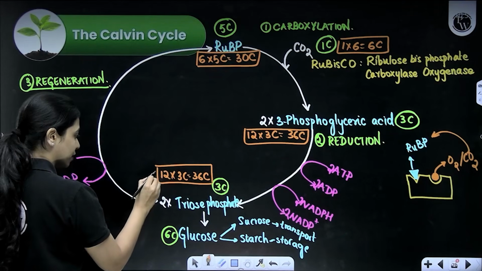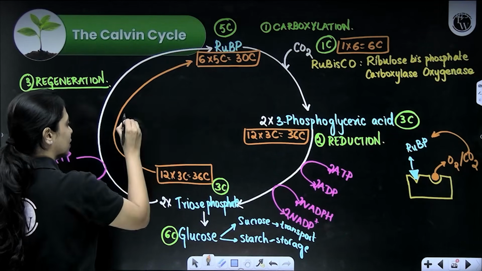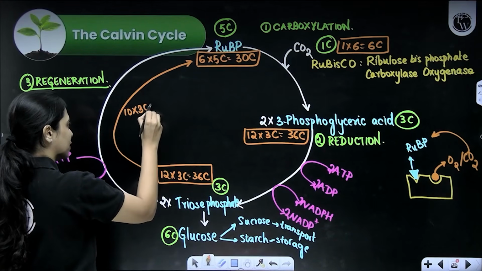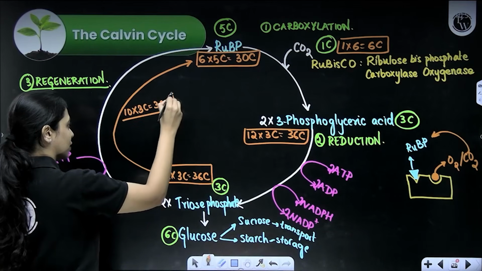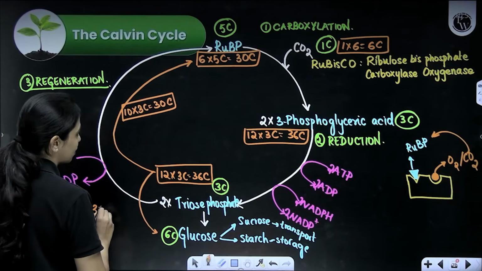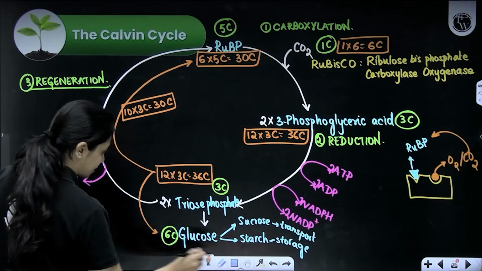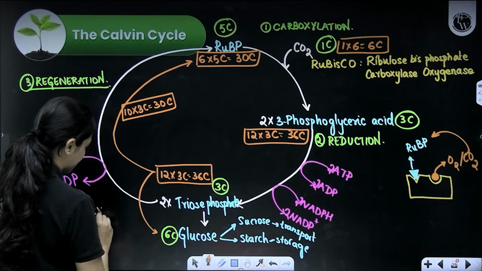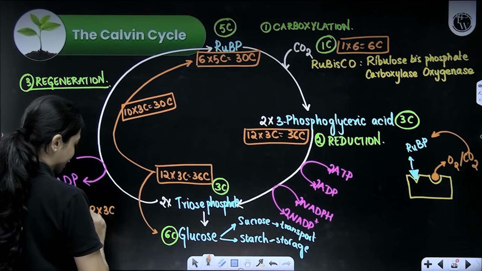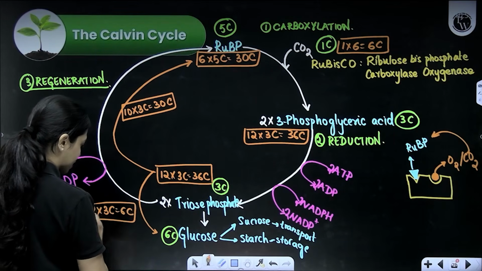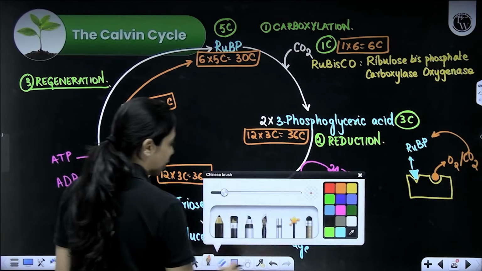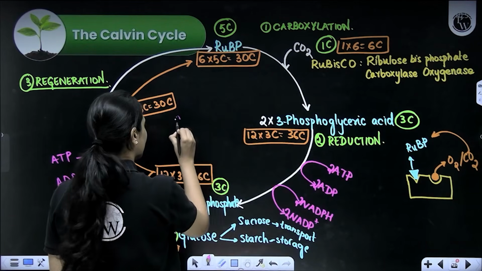Okay, so from here to here, 10 molecules are used for regeneration. What is remaining? 2 molecules will remain. Out of 12, 10 goes here. The remaining 2 is utilized here to form this 6 carbon glucose. Okay, so this is our C3 cycle or Calvin cycle.